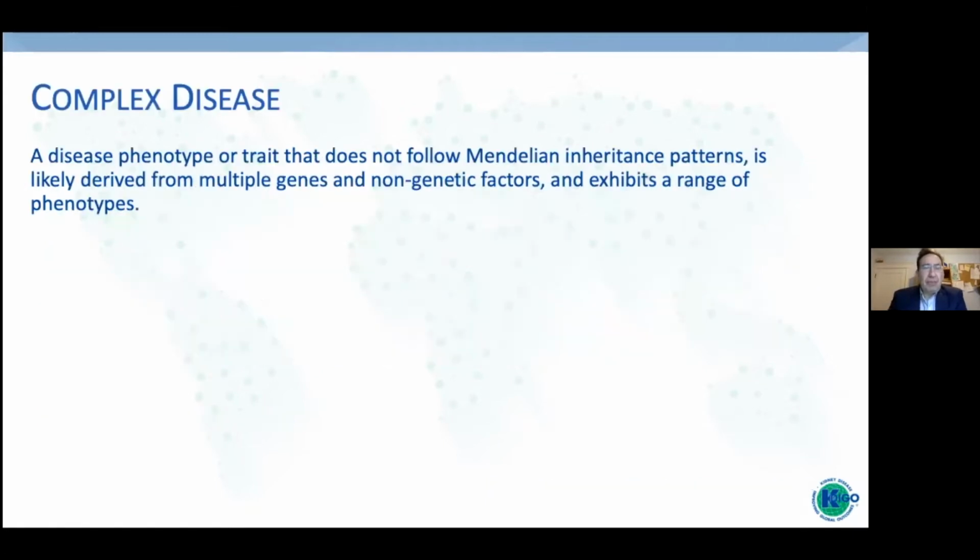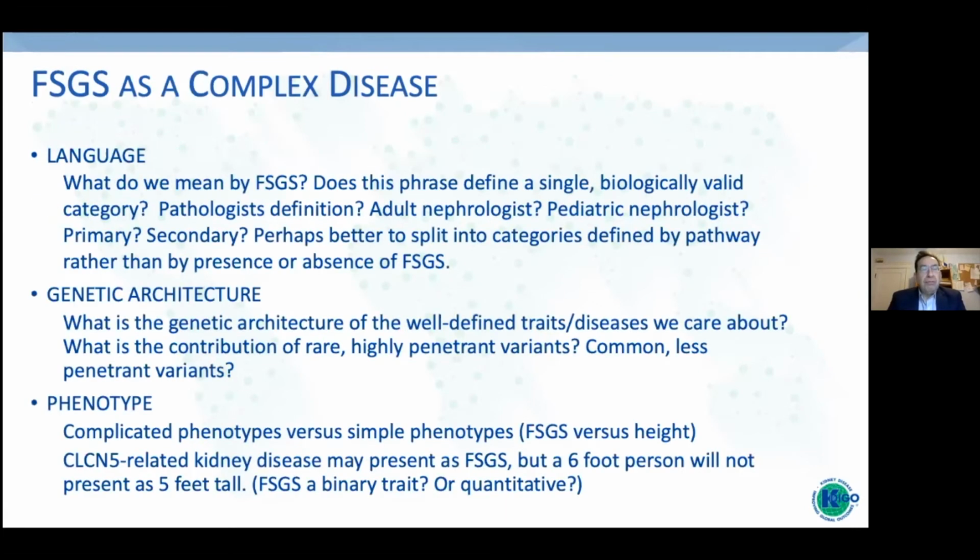He goes on, but it's somewhat of a vague definition. And perhaps as a working definition for today, we'll use something more like this. A complex disease we think of as a disease phenotype or trait that does not follow Mendelian inheritance patterns, and that's likely derived from multiple genes and non-genetic factors, and exhibits a range of phenotypes. So let's now talk about FSGS.